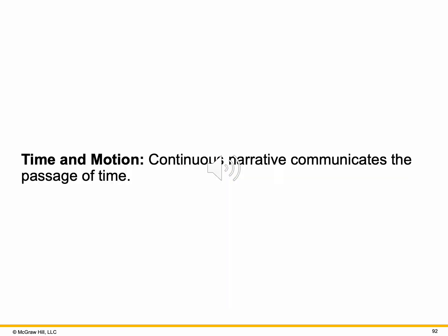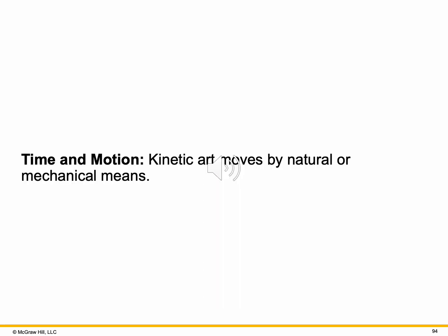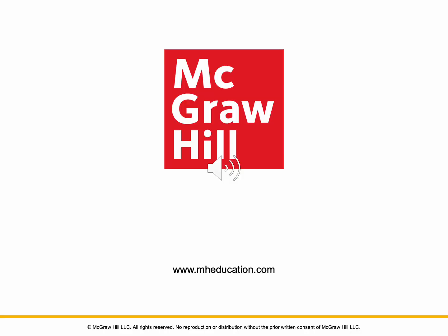Time and motion. Continuous narrative communicates the passage of time. Kinetic art moves by natural or mechanical means. And that concludes Chapter 4.